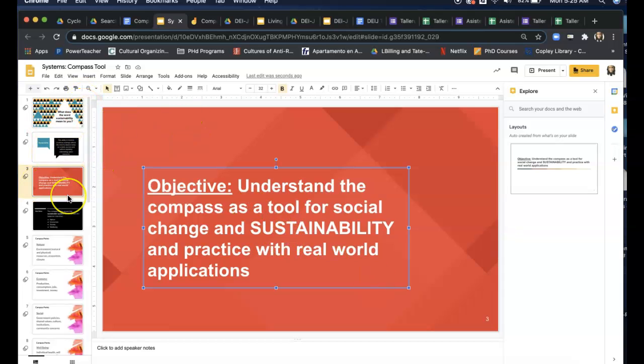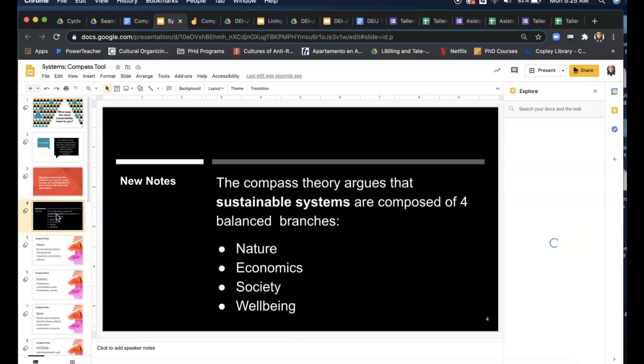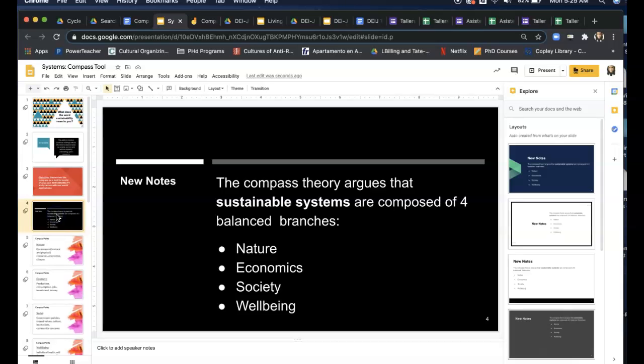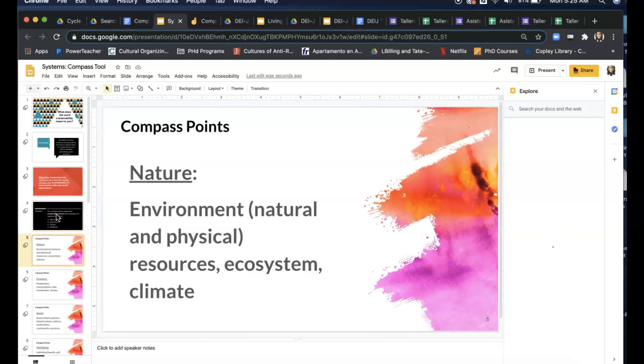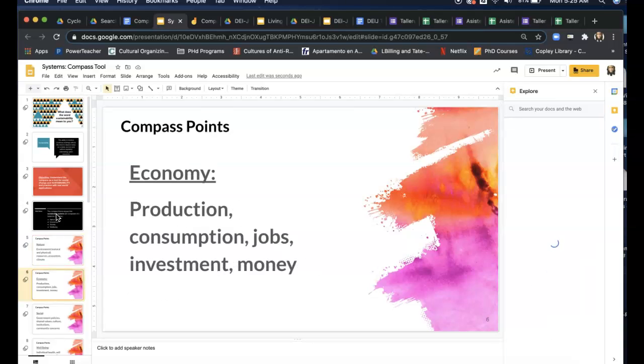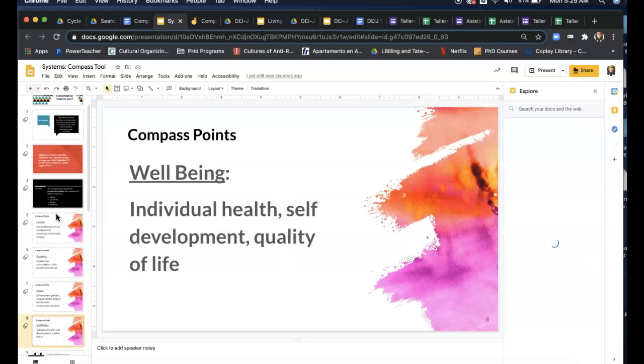This is a lesson plan that actually starts with notes, which is rare for us because normally we do activities and then add notes. Our process is normally a bit reversed, but anyways, you're going to give them these notes. The compass theory argues that a sustainable system is composed of 4 balanced branches. So basically, sustainability only occurs when there's balance between nature, economy, society, and well-being. And then you walk them through what are those 4 things: nature, economy, society, well-being.